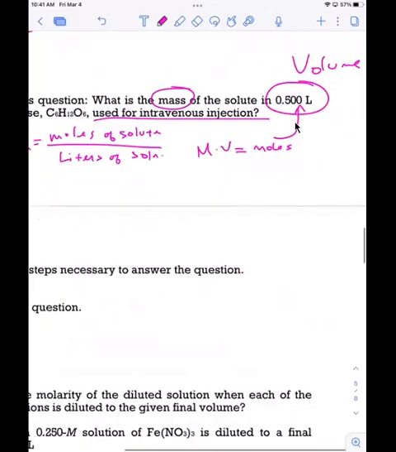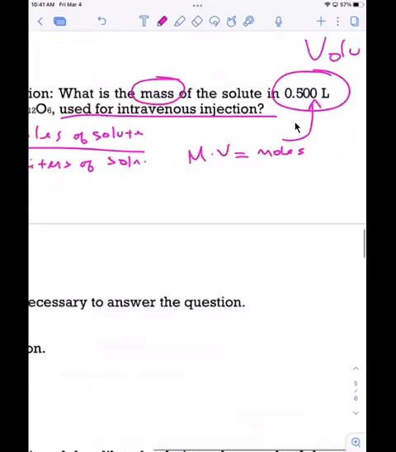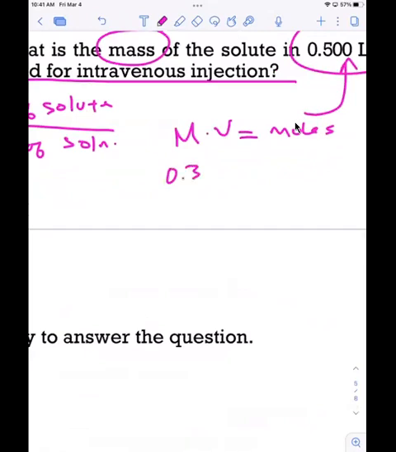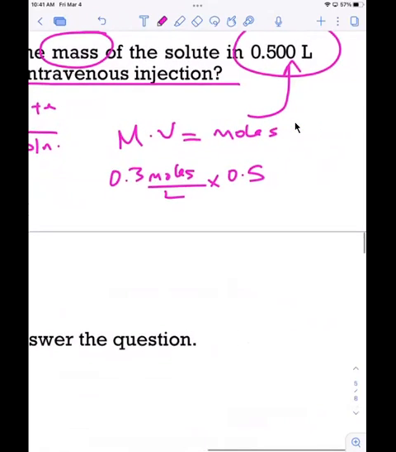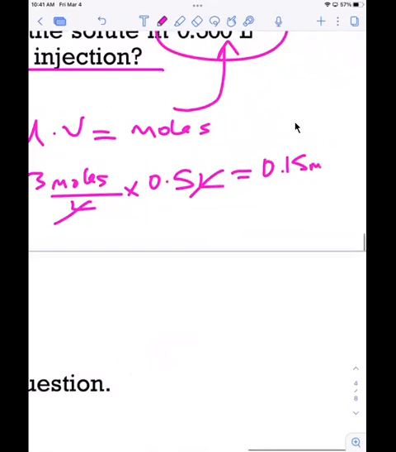So first, let's find the number of moles, right? So the M is what? 0.3 moles per liter times 0.5 liters. So liters cancel, we're left with moles. What do we have there? I got 0.15. 0.15 moles, good.